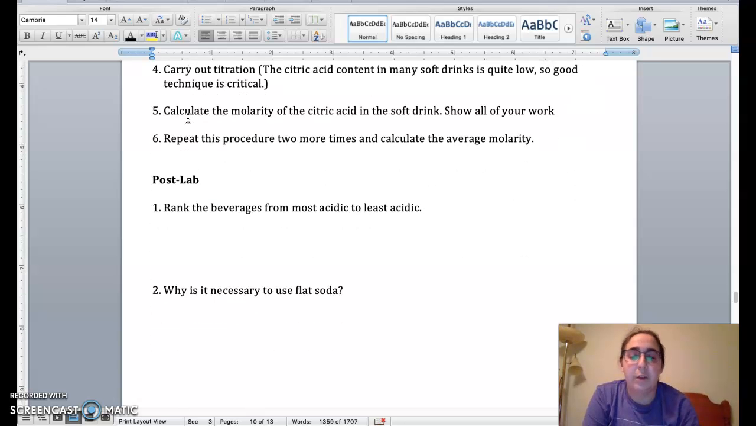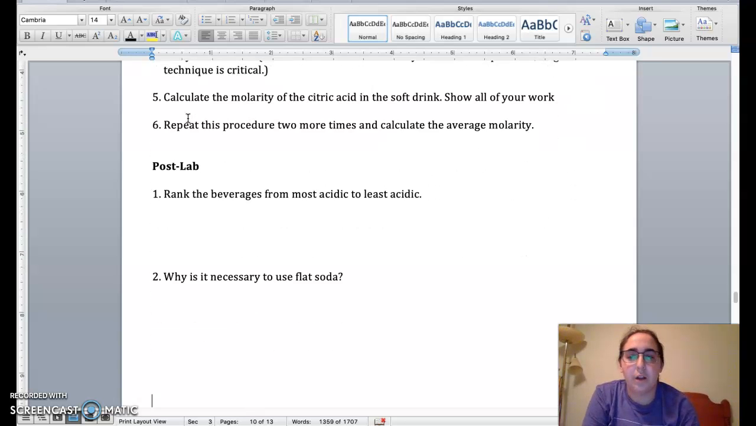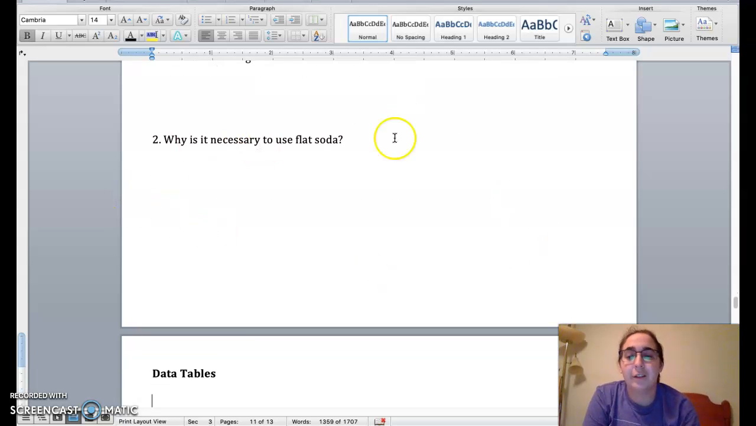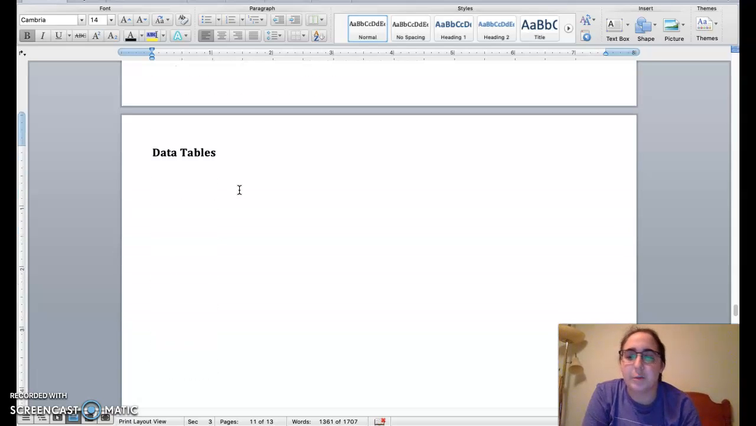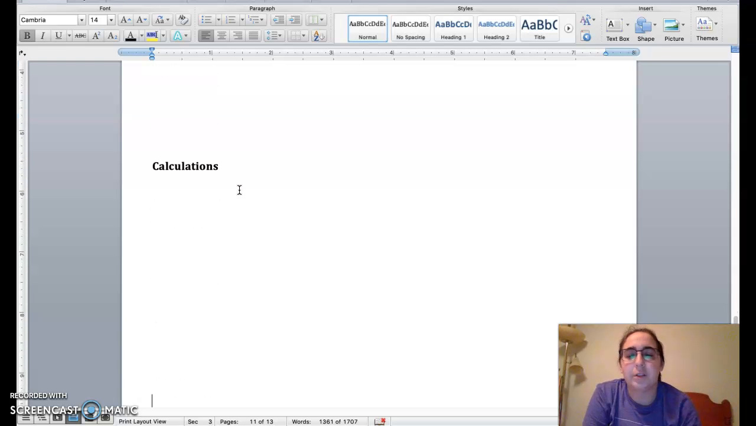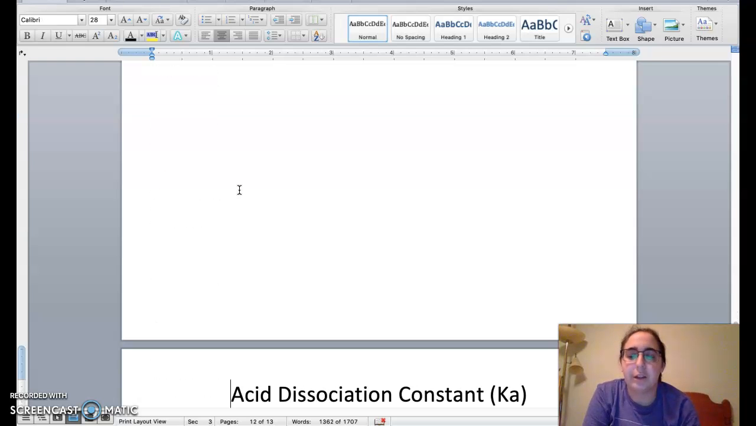And then they'll make their own data table, so there isn't one on here. But their post-lab questions ask them to go back, reflect, and rank those beverages from least to most, or most acidic to least acidic, and then to see if they actually read that background information. Why did we use flat soda to get rid of the carbonic acid? Here's just some space for them to put their data tables, and some space for them to do their calculations.